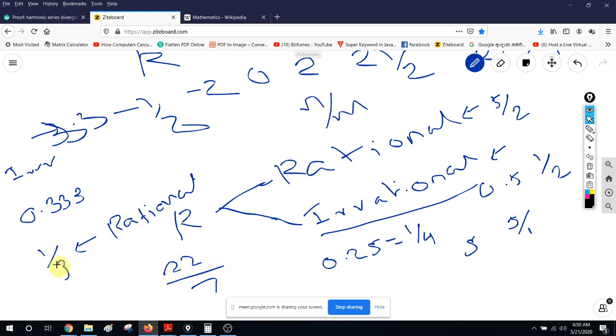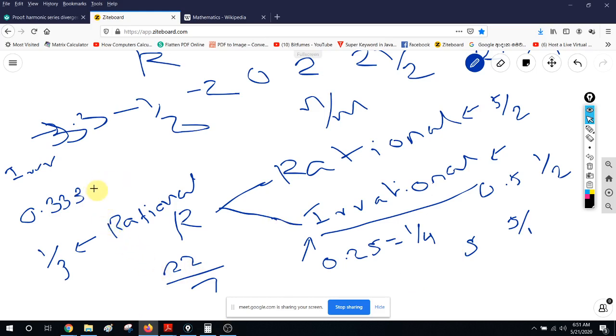So irrational numbers means numbers you can't write like this. Now I'm giving you one more minute. Can you tell me an example of an irrational number? Can you give me an example of an irrational number? So the answers I got are not correct.